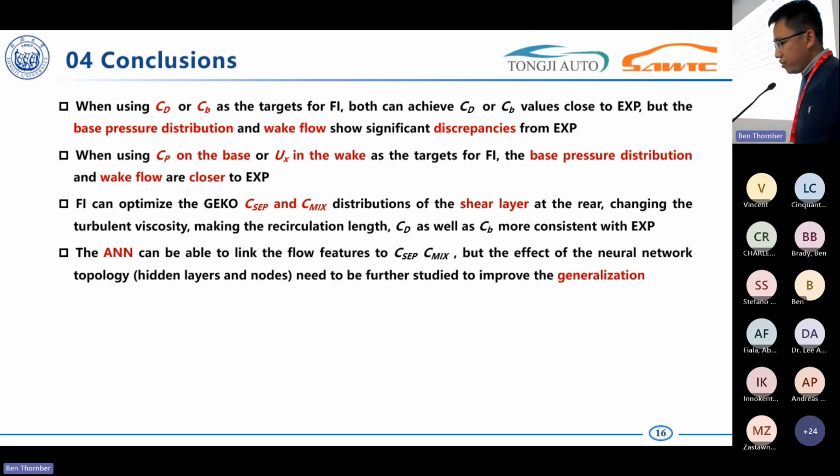And from the machine learning part, the artificial neural network is able to link the flow features to C-SEP and C-mix, but the effect of the neural network topology needs to be further studied to improve its generalization. Okay, that's all I can show.